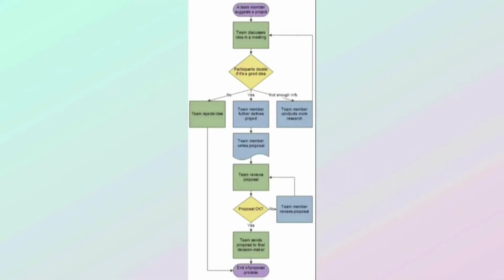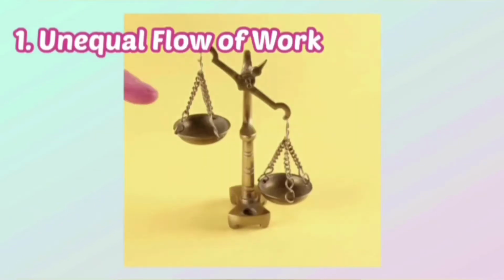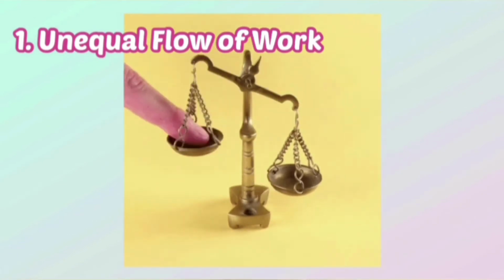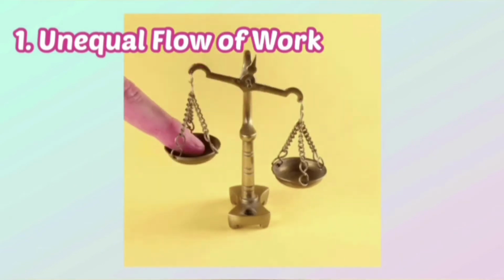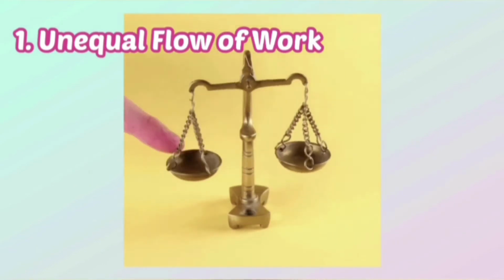In order to avoid the wastage of time, effort, and delay in the flow of information, the work must always move forward and in a straight line. Problems in smooth flow of work. First, unequal flow of work. Take the department responsible for the payroll and the other departments that are busy on a day-to-day basis as an example. Compared to others, the payroll department gets busy when payday is to arrive.